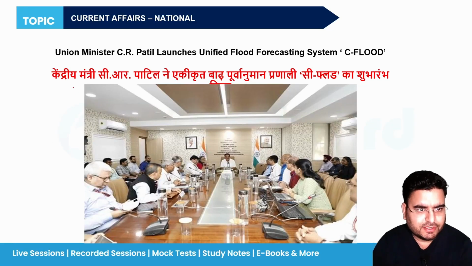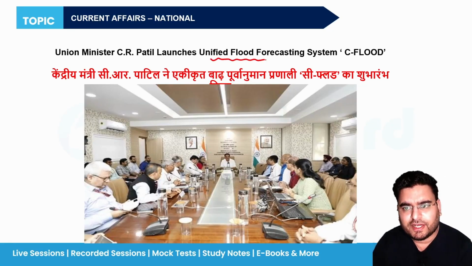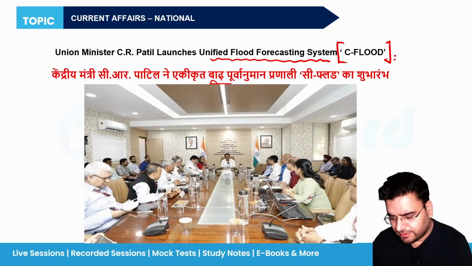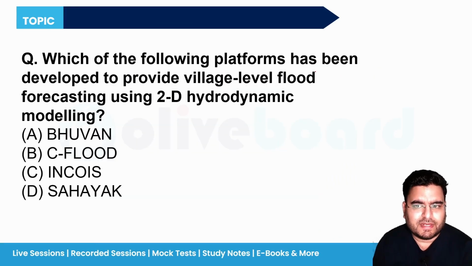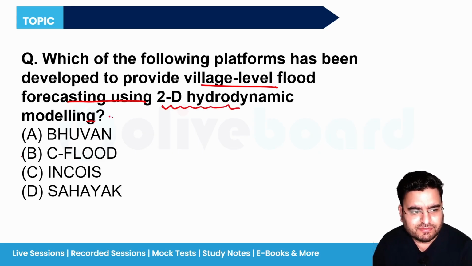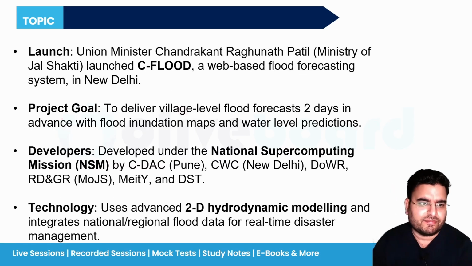So, starting with the national news, first news is Union Minister C.R. Patil launches Unified Flood Forecasting System, C Flood. Okay. Now, let's see the question which can be asked from this news. Which of the following platform has been developed to provide village level flood forecasting system using 2D hydrodynamic modeling? Okay. So, we have seen the correct answer is C Flood. Now, let's see the news in detail.